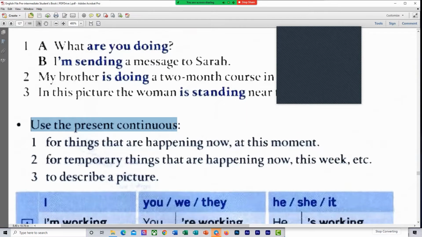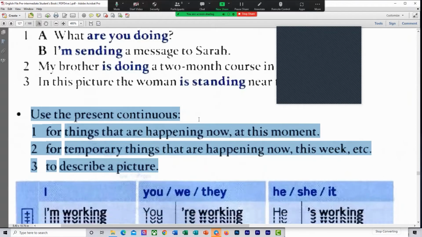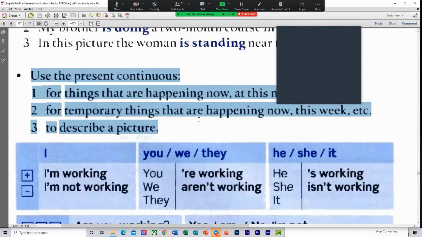The use of the present continuous. There are 3 main uses. 1, for things that are happening now, at this moment. 2, for temporary things that are happening now, this week, and go on. And 3, to describe a picture. Thank you very much. So these are the 3 main points that we use for the present continuous.